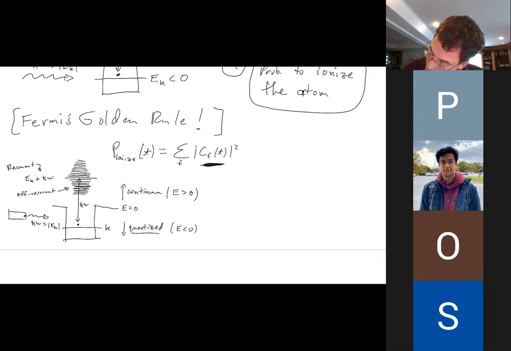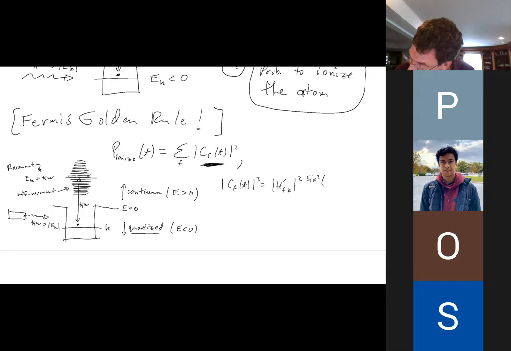But what is this function, C_f of t? It's the same function that we just derived. It's going to be h prime, my final state, my initial state, squared, and then I'm going to have sine squared of the energy of my final state minus the energy of my initial state minus the energy of the perturbation, times t over 2 h bar, divided by the denominator (E_f minus E_k minus h bar omega) squared. All right, and so that's the probability.